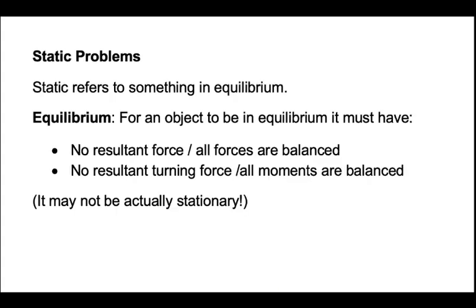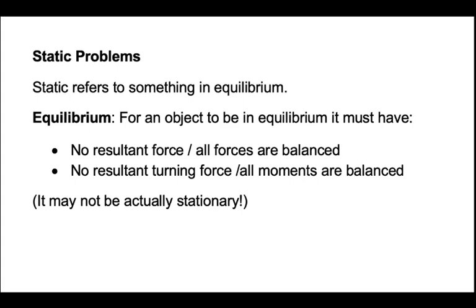Right, there's two types of problems when it comes to vectors. We have static problems and dynamic problems. Statics is not actually referring to things that are stationary, although it does include that. But it refers to things that are in equilibrium. So for an object to be in equilibrium, it means that it's not accelerating. Now, that doesn't mean it's stationary.